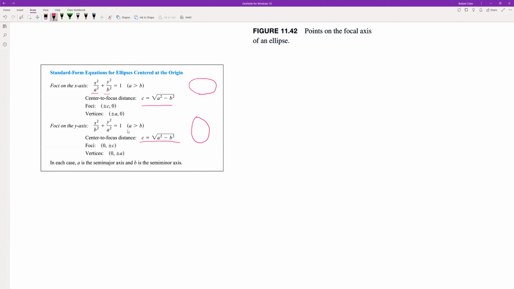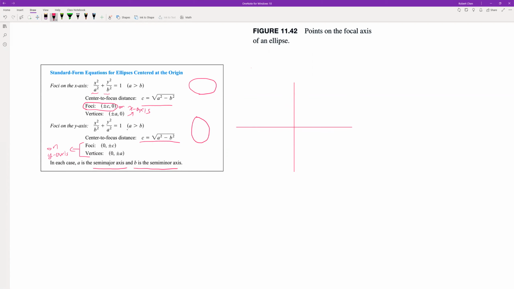Foci, you need to be careful with. If it's horizontal, then the foci are going to be on the x-axis, same as the vertices. And for the vertical one, they're going to be on the y-axis. So in each case, a is the semi-major axis and b is the semi-minor axis. We'll talk about that in a second.